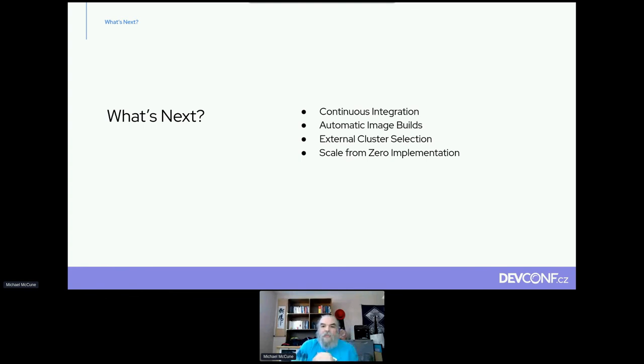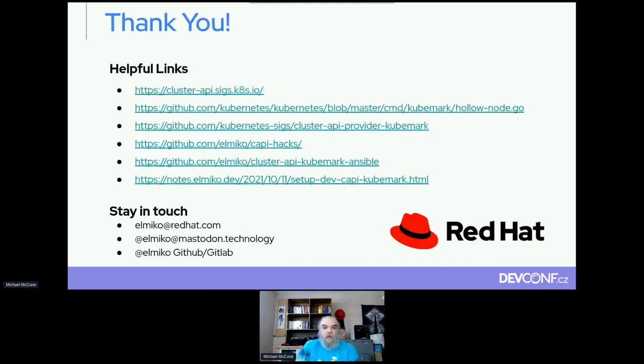And I realize we're at the time here, but this is what's coming next for the Kubemark provider. We're going to add continuous integration and some automatic image builds. We're also adding support for external cluster selection, so you could choose where the Kubemark nodes land. And we're adding some scale from zero implementation to work with the autoscaler as well. And this will be the first implementation for cluster API, so hopefully it'll show people what to do.